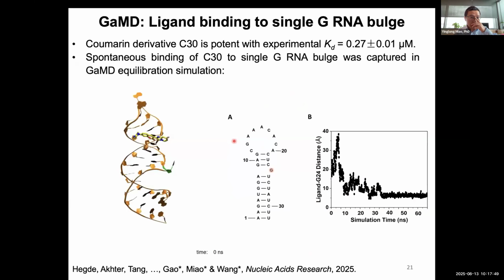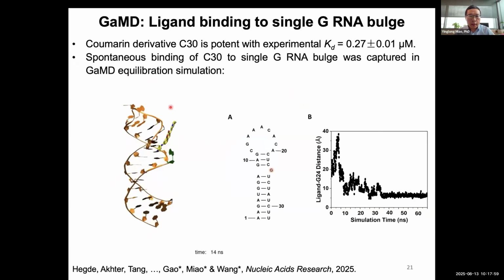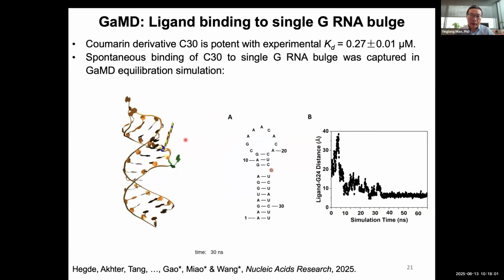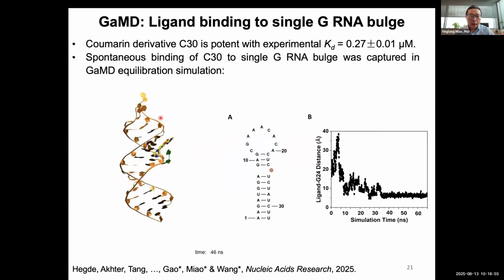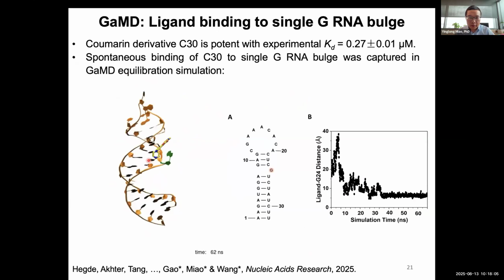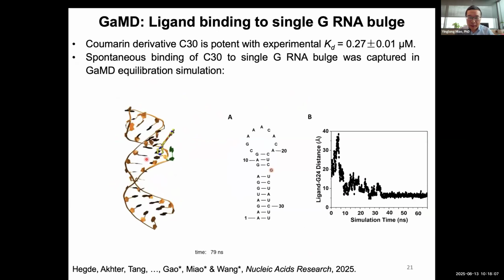Then similarly, we set up GaMD simulations to look at the ligand binding. We have this RNA target. Initially, we have the ligand in the solvent. It can diffuse and it can actually bind fairly quickly to the RNA. We found it can bind the minor groove. That was surprising in the beginning.